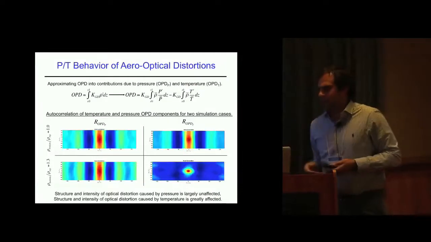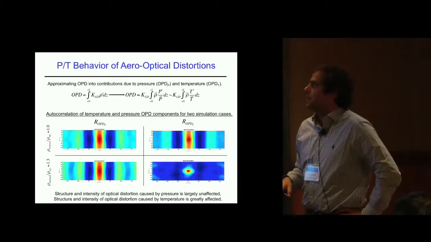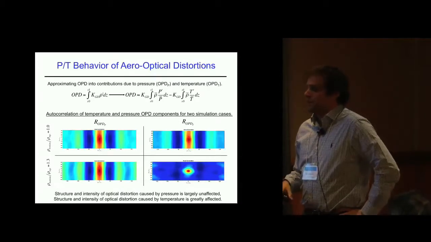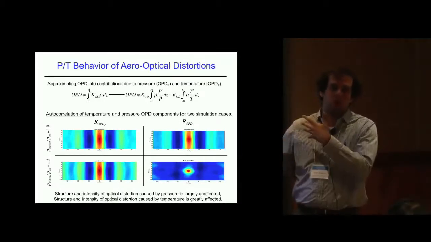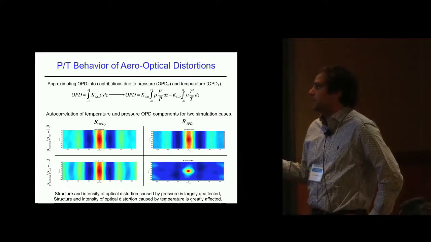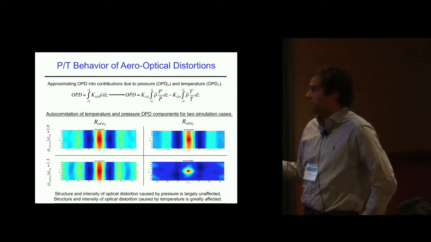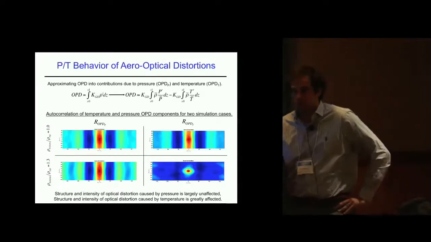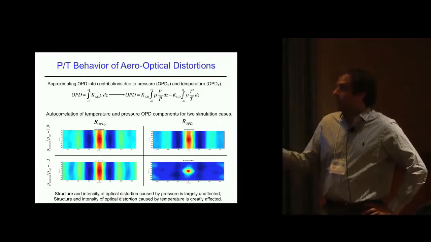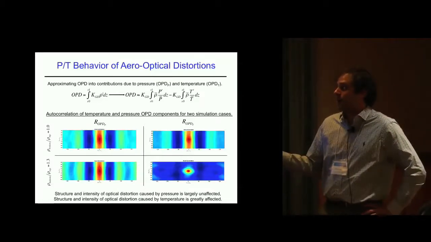And then, I think this is my last slide. You can decompose the OPD into contributions of pressure and temperature if you say that the temperature distortions are small, so you just linearize the ideal gas law. And then what you see, this is the autocorrelation of the temperature and pressure OPD that I defined up here. So this is temperature OPD for these 2 cases, and this is pressure. It's pretty interesting because the autocorrelation for the pressure OPD is almost exactly the same in value and variance, and in the autocorrelation. They sit almost right on top of each other. But the temperature is drastically different.